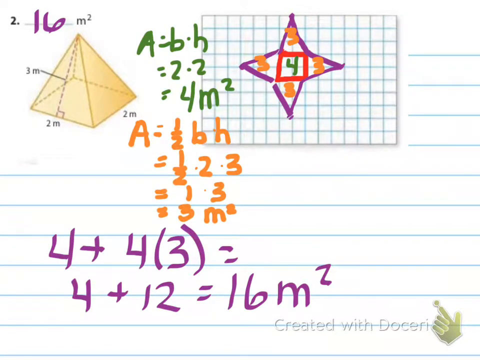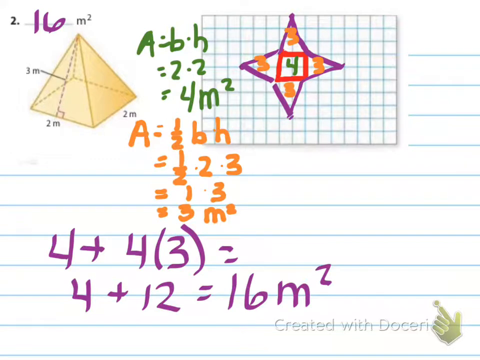All right, guys, so here's my amazing artwork. I know you're jealous. I don't know if yours came out as good as mine, but here we go. So we've got the area of the square in the middle will be 2 times 2. So that's going to be the 4 meters squared.